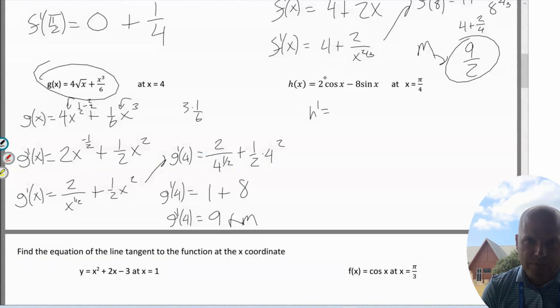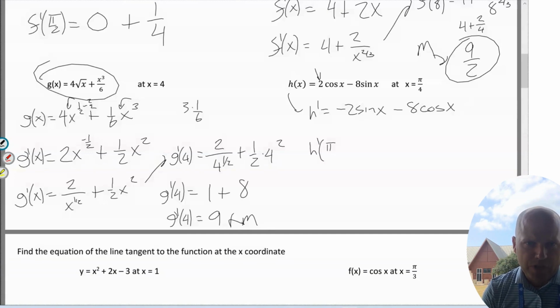Cosine slopes are negative sine. What do you do with the 2? Nothing. 2 cosine slopes are negative 2 sine. Negative 8 sine will be negative 8 cosine. The slopes of sine are cosine. The slopes of cosine are negative sine. This is the slope equation.